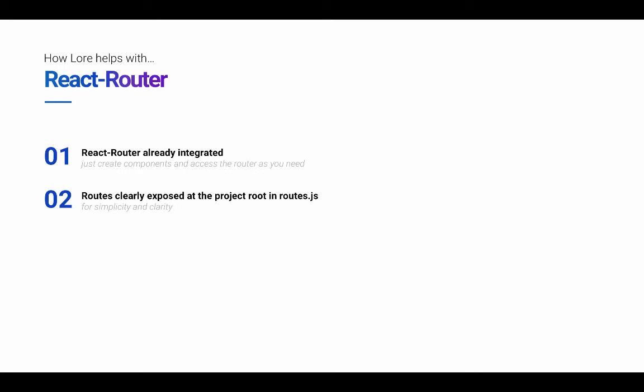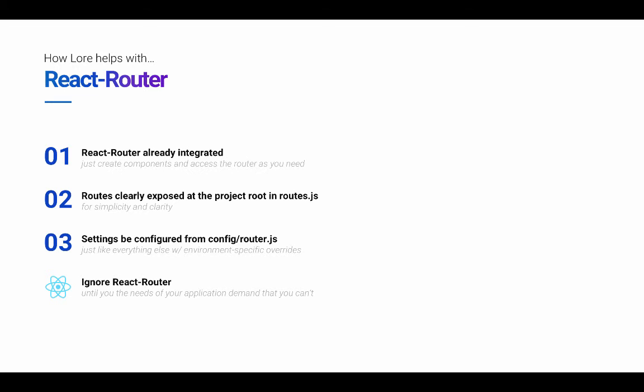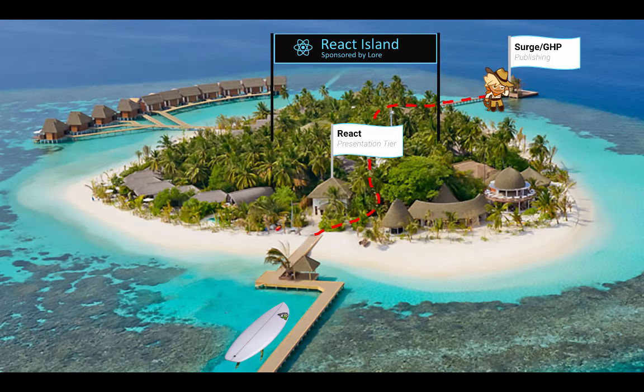To summarize how Lore helps with React Router. React Router is already integrated when your project is created, which means you can just create components and access the router as you need. The routes are clearly exposed at the project root in routes.js for simplicity and clarity. And settings can be configured from config/router.js as well as overridden on a per environment basis as desired. And putting all of that together, Lore basically allows you to ignore React Router until the needs of your application demand that you can't. Alright, so our last vacation destination is publishing.